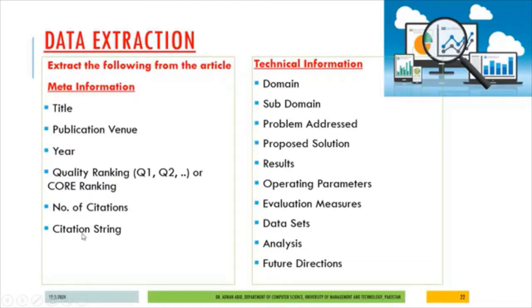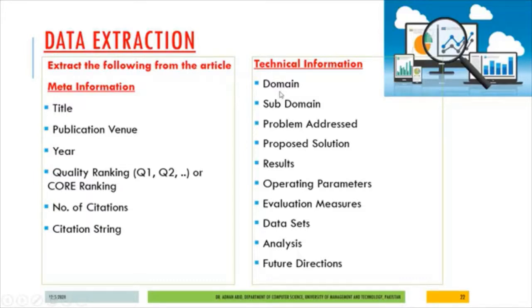If you are using LaTeX, you have to have that BibTeX, or otherwise citation string in general. So these things help us in compiling the information in a more meaningful way. The research questions that we formulated should be kept in mind while extracting the technical information from the article. So I emphasize here that we need to know the domain and subdomain of the article. This actually helps us in defining or categorizing the research that we have selected.